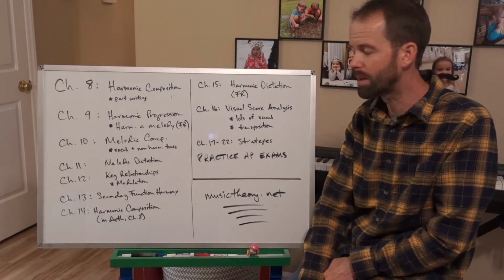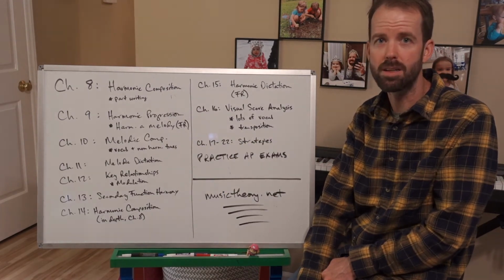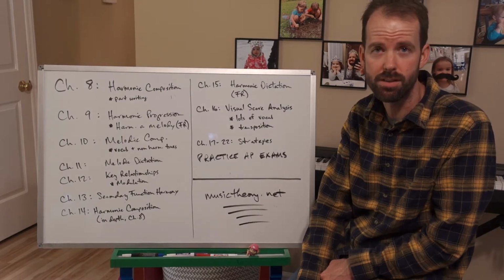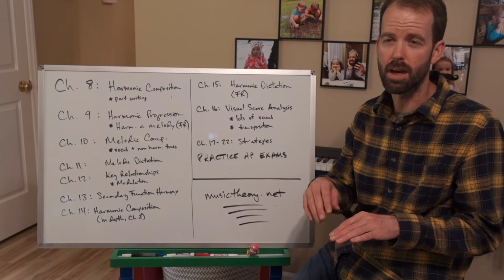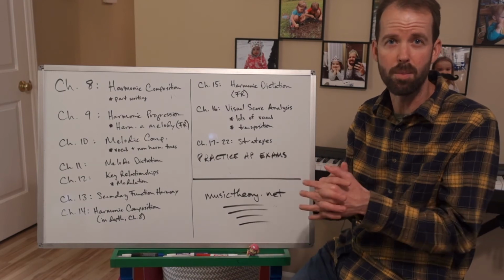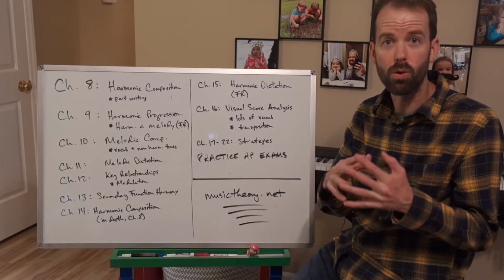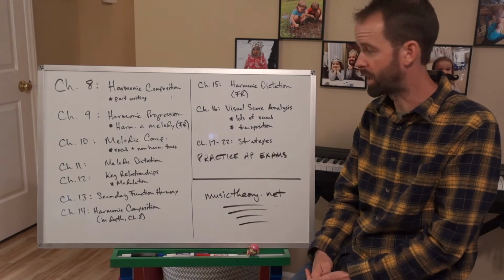Chapter 12, key relationships. The main idea behind that chapter is modulations. So how do you go from one key to another? It kind of stays within what are called common chords, common chord pivots, and we'll learn about that in chapter 12.